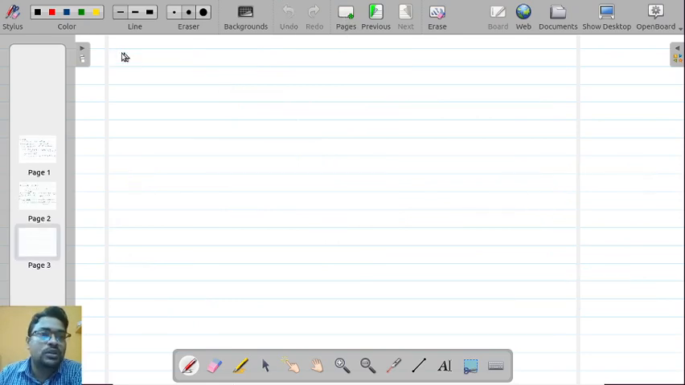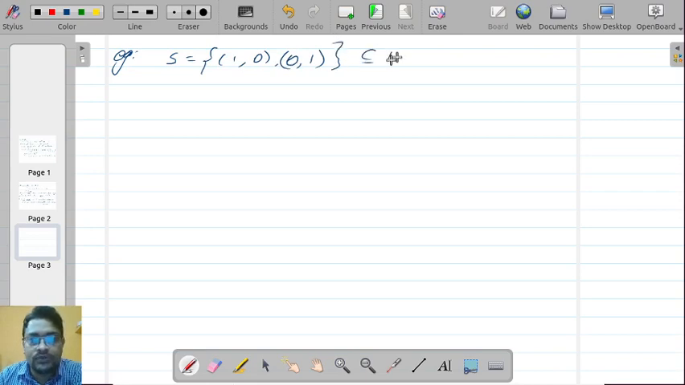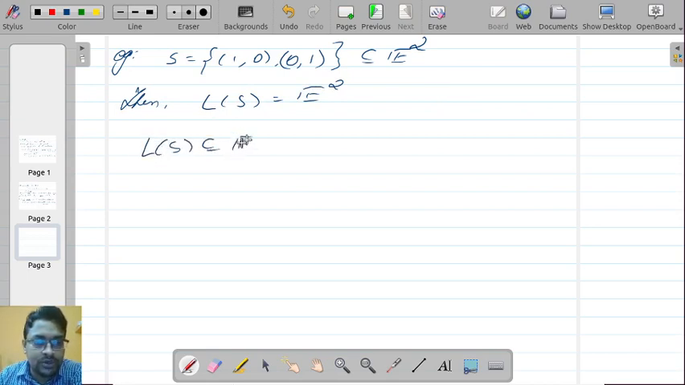For example, one example I had already given you: if we have S equal to {(1,0), (0,1)}, this is a subset of E to the power 2. Then LS is exactly equal to E to the power 2. I had already shown you this. LS is already a subset of E square. This is by definition itself, because any linear combination of elements of S is always an element in E2, by property of E2 as a vector space. So by definition, this one part is obvious.